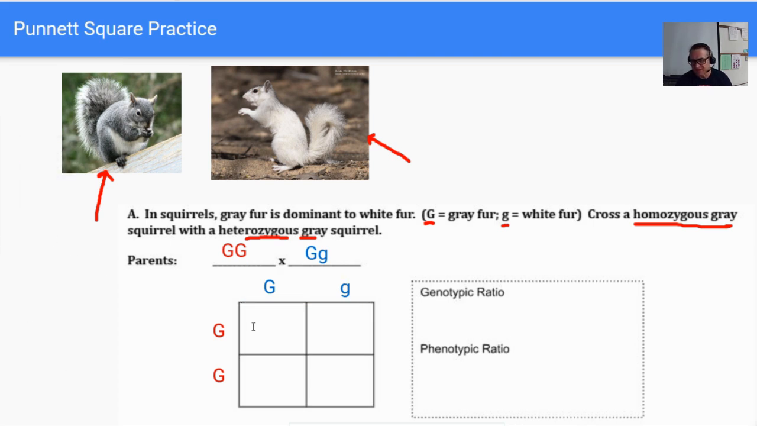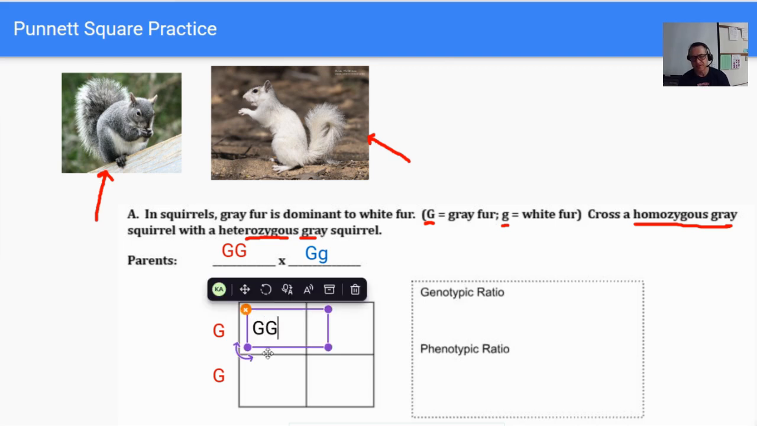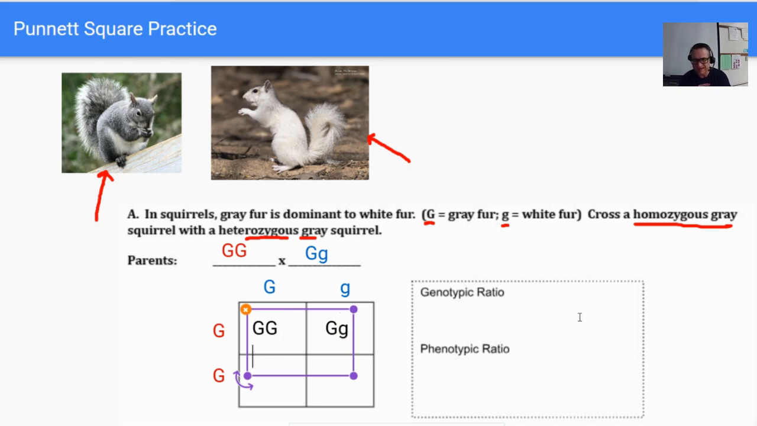So these are the baby squirrels that are inside these boxes. All right, this one's going to be big G, homozygous dominant. This one's going to get a big G from mom, little g from dad. And then this squirrel's going to get big G from mom, big G from dad. And this squirrel's going to get a big G from mom on the left and a little g from dad at the top.